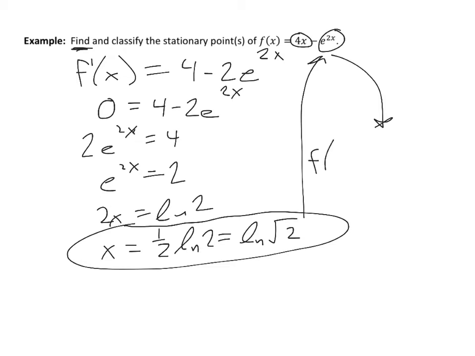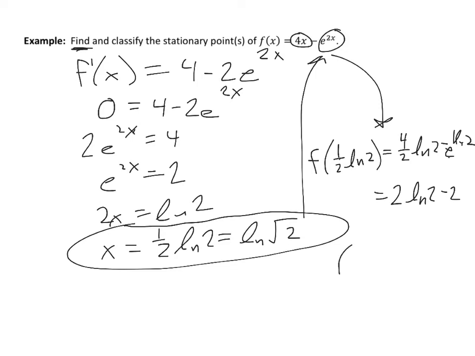So if I wanted to do f of 1/2 natural log 2 and plug this in here, I'd have 4/2 natural log 2 minus e to the 2 times 1/2 natural log 2. So that's just 1 natural log 2. This means I've got 2 natural log of 2 minus e to the natural log 2. That's just going to be 2, right?